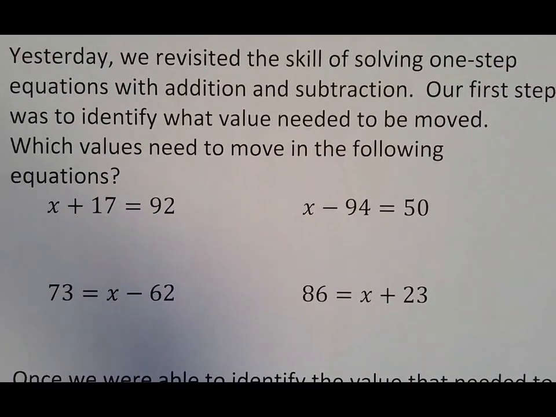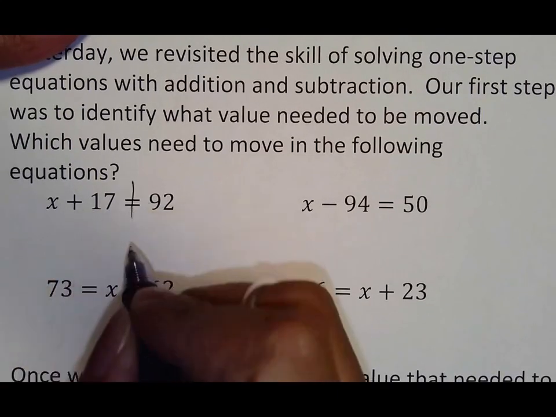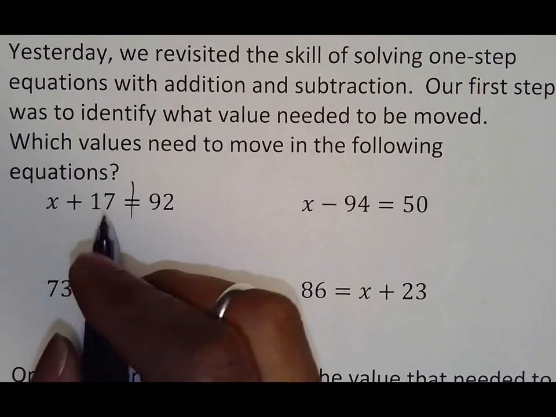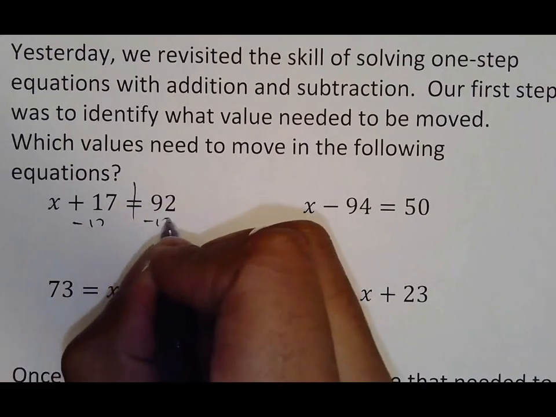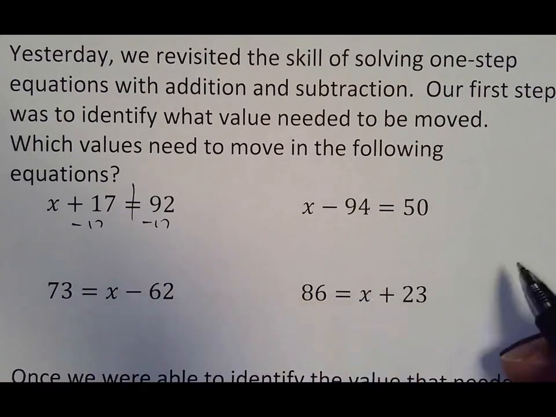Yesterday, we revisited the skill of solving one-step equations with addition and subtraction. Our first step was to identify what we needed to be moved. Which values need to move in the following? Here would be the, if that's the wall, the 17 needs to move. And remember, we would just subtract 17 and subtract 17. Not going to worry about the answer.